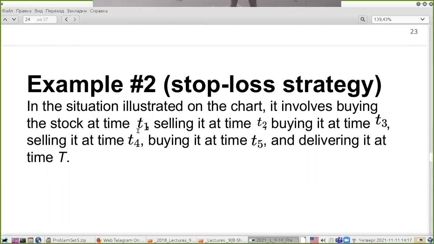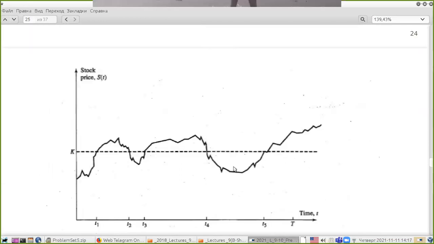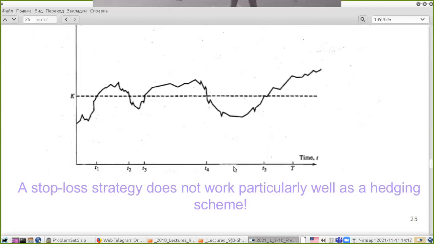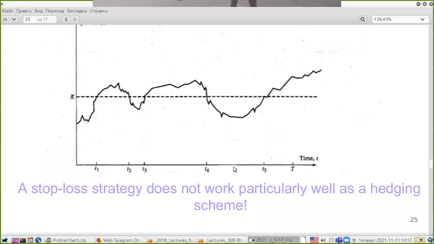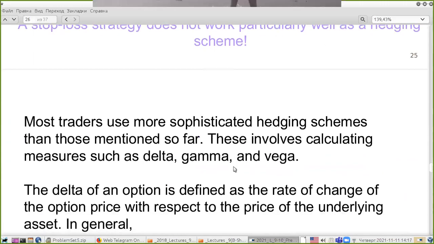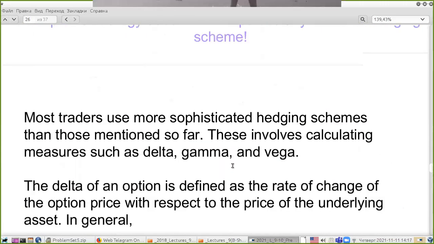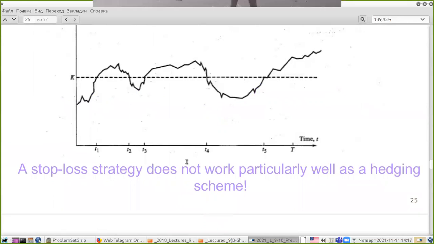Buying the stock at time T1, selling at time T2, buying at time T3, selling at time T4, and all that. A stop loss strategy doesn't work particularly well as a hedging scheme. Why? Because we have a possibility to buy or to sell immediately at this moment at any amount.